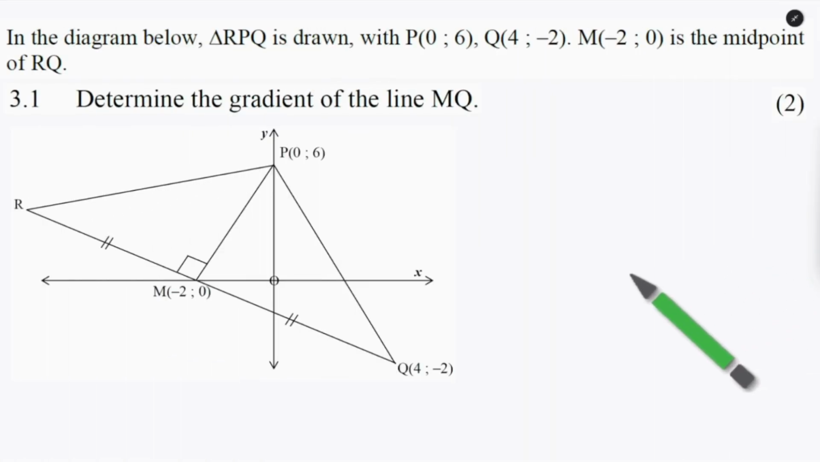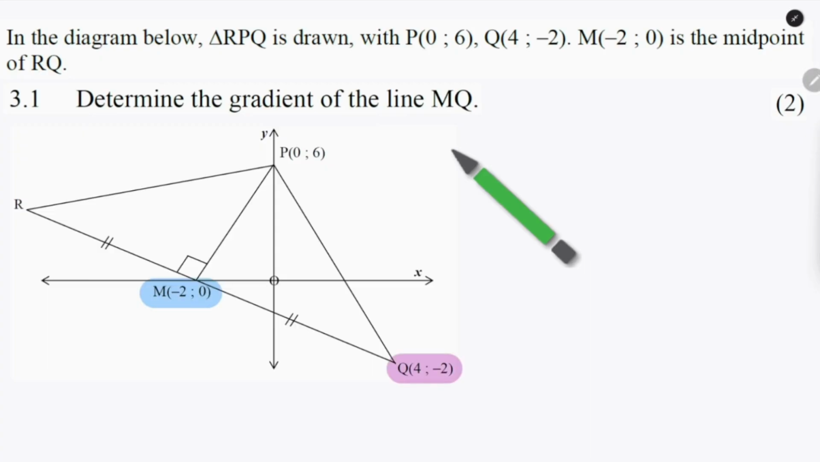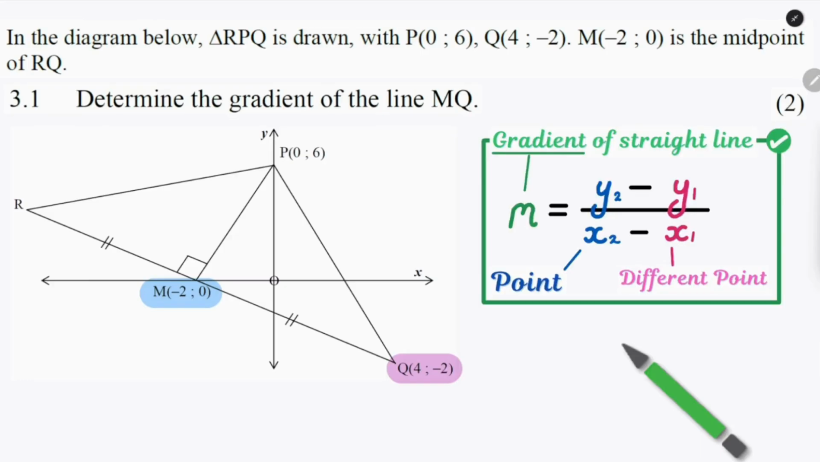In question 3, we start off with our analytical geometry. We've been given the following diagram with 3 coordinates, and we need to determine the gradient of the line MQ. So in grade 11, there are 5 ways to determine gradients, but if I have 2 points on my line, then I can simply just use my gradient formula. And it really does not matter which order you put the points in.